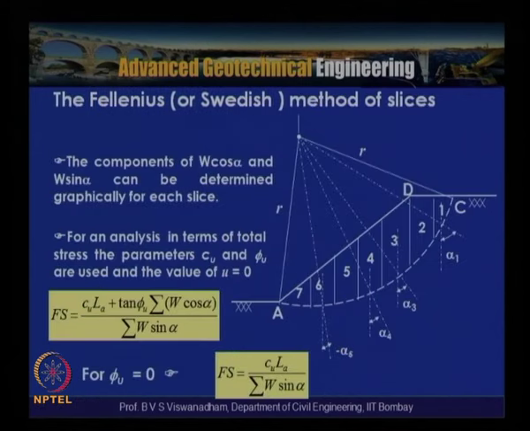So how can we do the analysis using the Fellenius method of slices? In a given slope we need to assume the potential failure surface and then divide it into slices having horizontal width, and then number the slices 1, 2, 3, 4, 5, 6. With a given center of rotation and a given potential surface, this is the entry point and this is the exit point. From the center of each slice, the angles alpha 1, alpha 2, alpha 3, alpha 4, alpha 5, alpha 7 are determined.